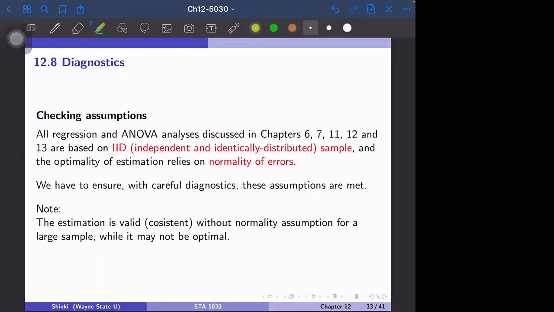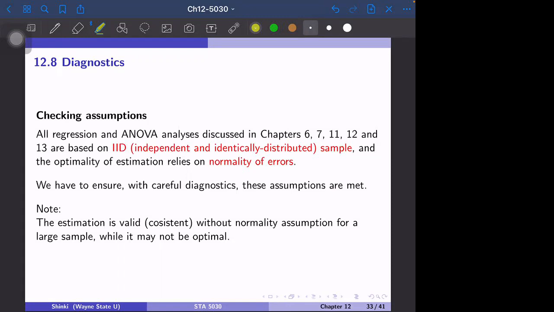Hi, section 12.8, the diagnostics. So we have discussed some diagnostic plots in linear regression and ANOVA, but I only introduced the minimal amount, so I would like to enhance the diagnostics here. This is important for statistical analysis. In the final projects also, you can include the diagnostic plots to justify your statistical models.